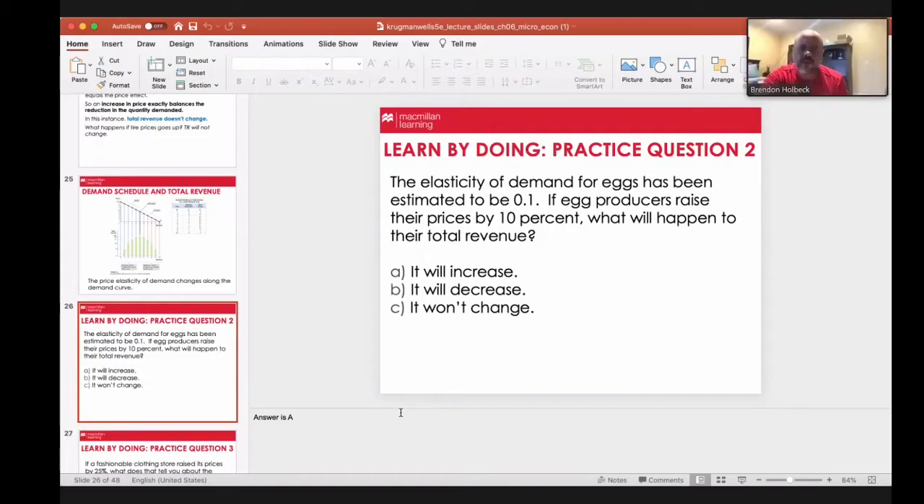So the revenue would increase because you're raising the prices. Correct. Does everybody agree with that? Does anyone think B or C would be the right answer?